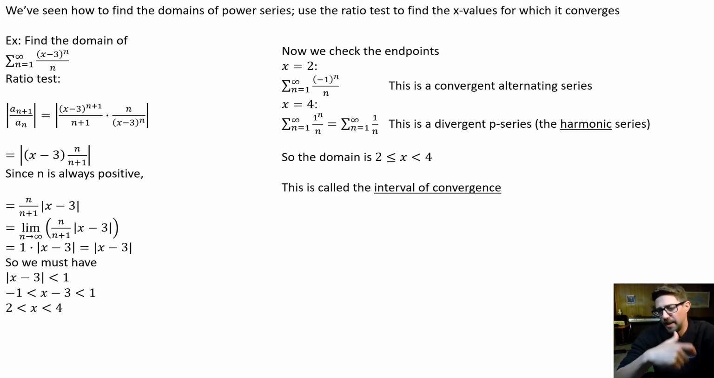Another word for the domain of a p-series, or I'm sorry, of a power series, is interval of convergence. So it gets its own name because it is its own thing. Every domain of every function is an interval, and this is called the interval of convergence. Okay, so that's just a vocabulary word.